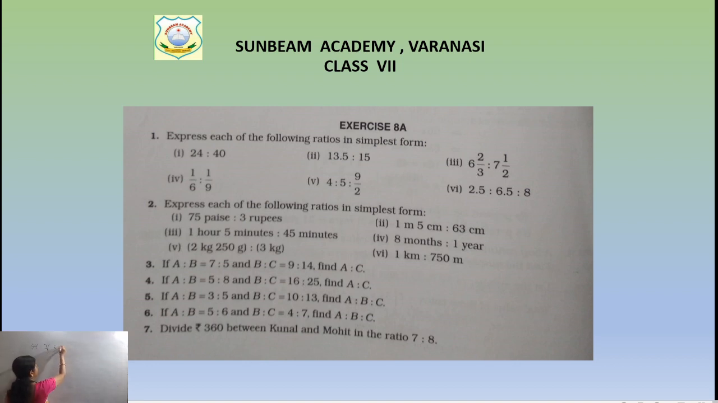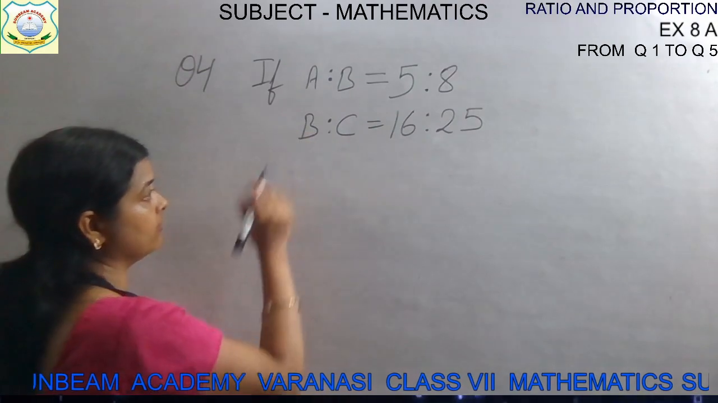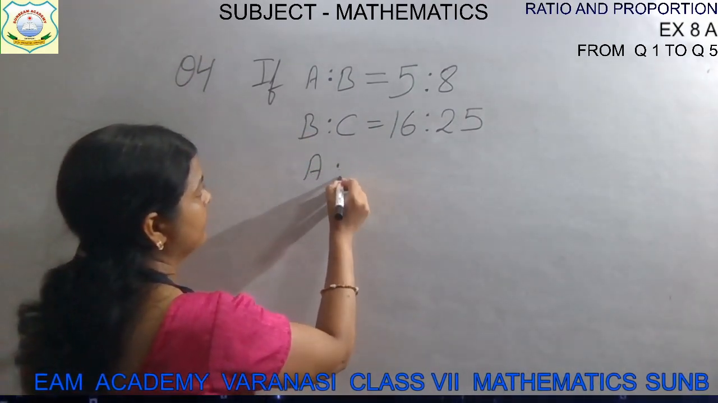A is to B is equal to, actually "is to" is not visible, that's why I have to highlight. A is to B is equal to 5 is to 8. And one more thing is given. B is to C is 16 is to 25. Find A is to C. Children, two things are given and you have to find A is to C.